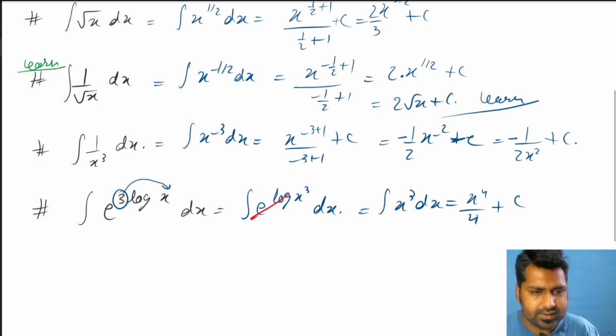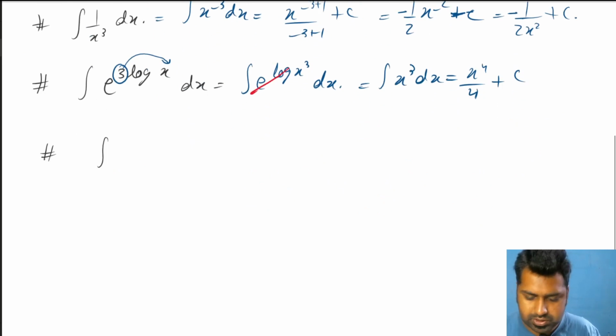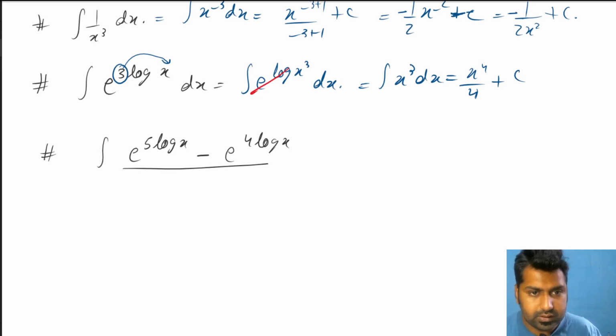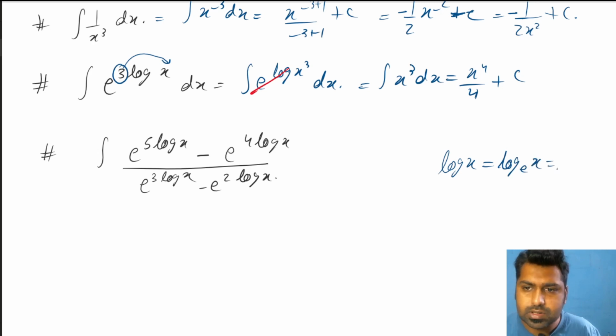Now using the same concept, let's look at one variation of it. The concept can be extended to a question that looks weird. e raised to power 5 log x minus e raised to power 4 log x upon e raised to power 3 log x minus e raised to power 2 log x. One notation that will be used in the exam: I have discussed this in differentiation also, but log x means log base e of x, also known as ln x.